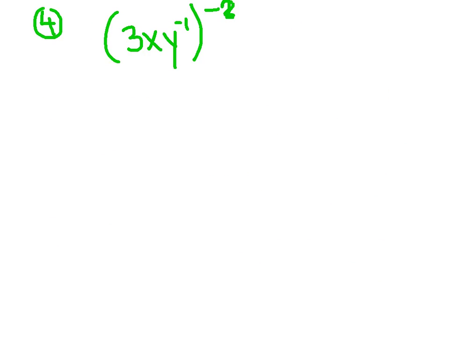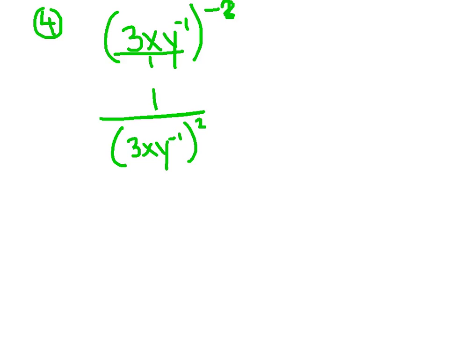Alright, moving on. Our fourth example wants us to take the entire quantity 3 times x times y to the -1 power, and raise that entire quantity to the -2 power. Hopefully you can read the -2. I've got to learn from my mistakes and not try to get my pen as close to the top of the screen. But my first move here is to take that base, which in this case is the 3x times y to the -1. I'm going to move that base from what used to be in the numerator down into the denominator, and now that outside exponent is positive.